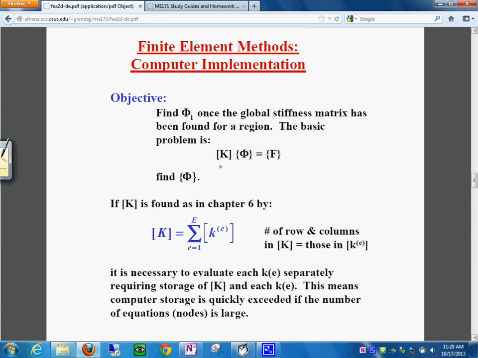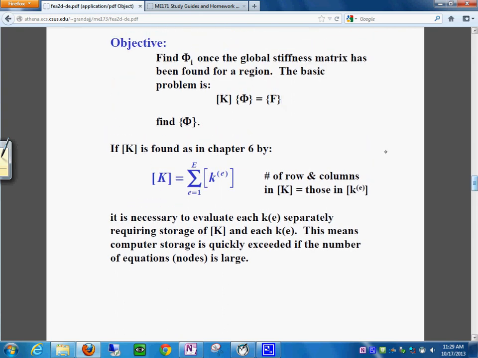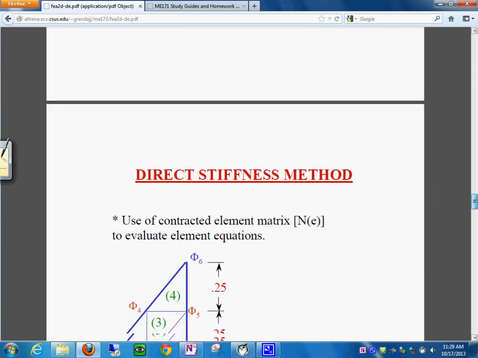This is the global stiffness matrix, this is the vector of nodal values, and this depends on the vector of constants. The loads have a bearing on what that constant is. So the question is, find the solution. If K is found as in the chapter, we will have to produce individual K's.